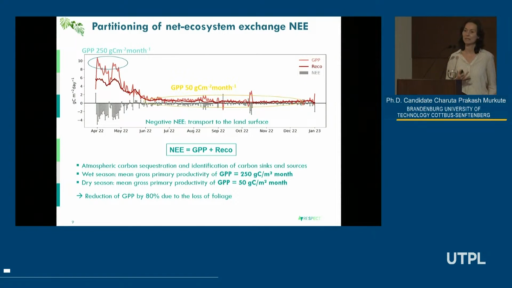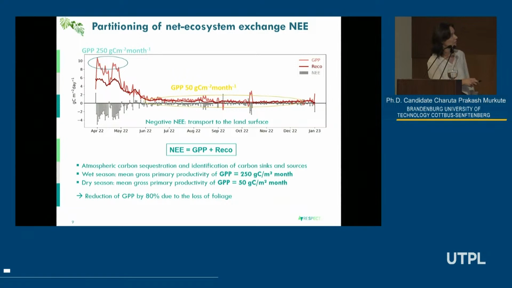That means the ecosystem takes up more carbon, and if we then go into the dry season, as you can see here, then we see that the gross primary productivity is of course decreasing, and we can quantify that it is decreasing down to 50 gram carbon per square meter per month.